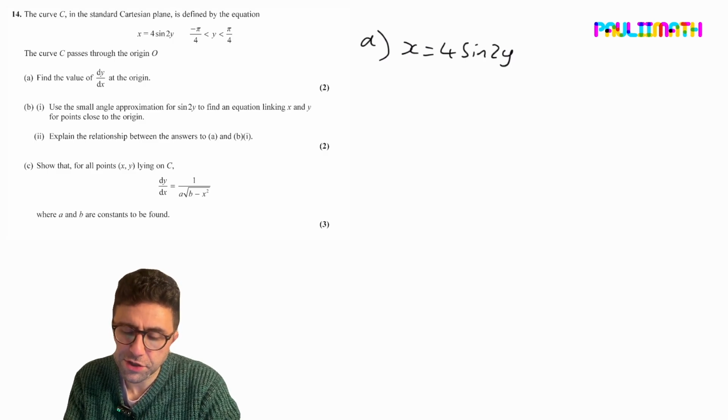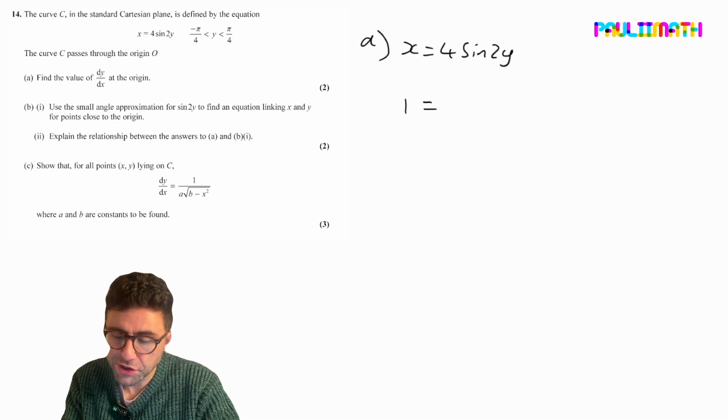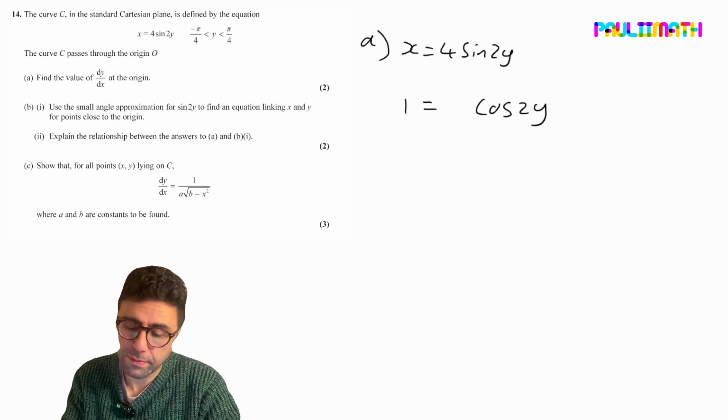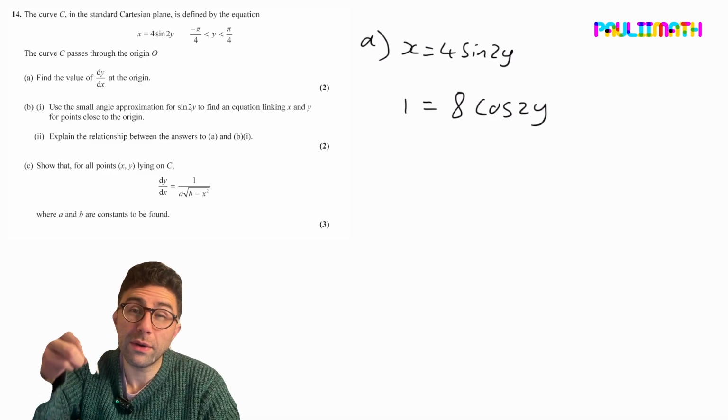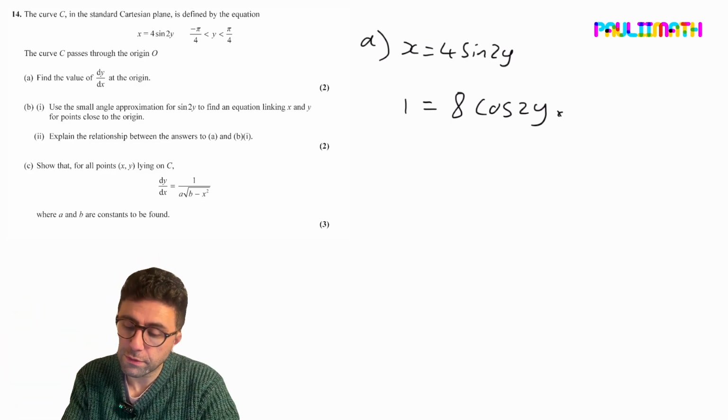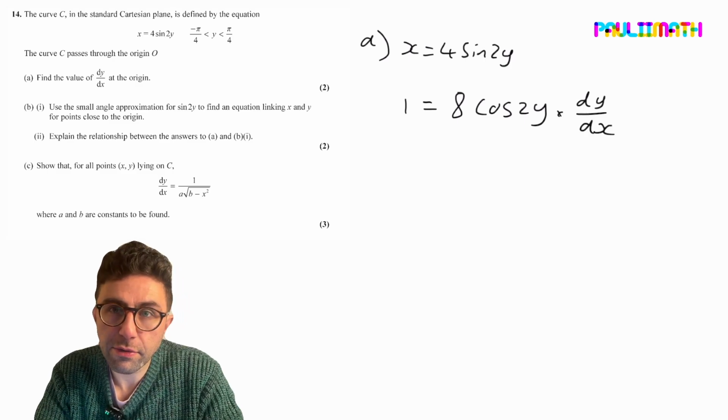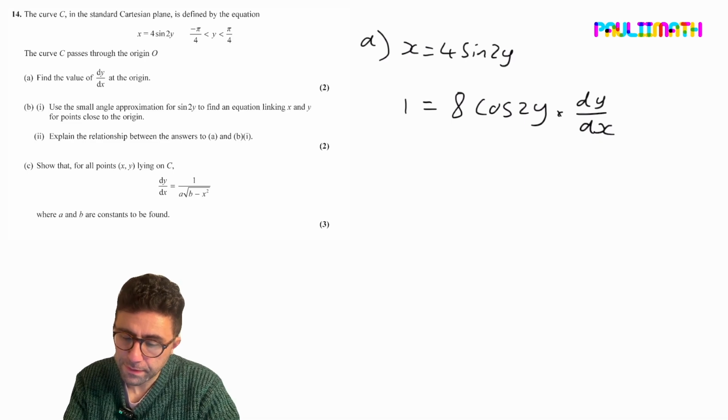Now with implicit differentiation, when you differentiate the x's, it goes like normal, so x goes to 1. And when you differentiate the y's, it almost goes like normal. By the way, differentiating sine goes to cos, and you have to multiply that 4 by the 2 that's inside. It's a little version of chain rule. 4 sine 2y goes to 8 cos 2y, but for implicit differentiation, you also multiply by dy by dx every time you differentiate a y. That's how it goes. Rearranging, dy by dx equals 1 over 8 cos 2y.